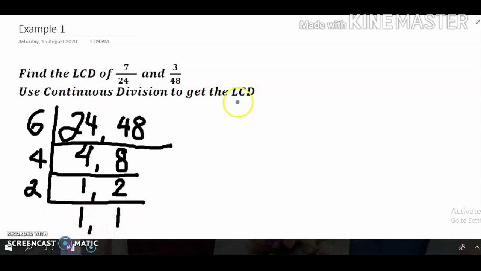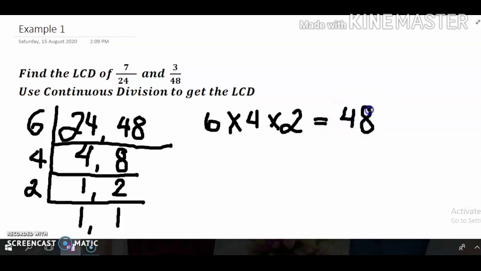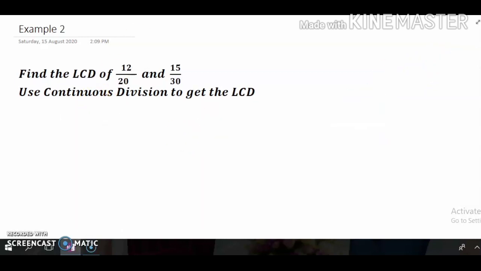Next step, i-multiply natin yung 6 times 4 times 2. So, 6 times 4 ay 24 times 2 is 48. So, this is now the LCD, 48. Okay, so ganun lang siya kasimple. Next, try ulit tayo ng another example.